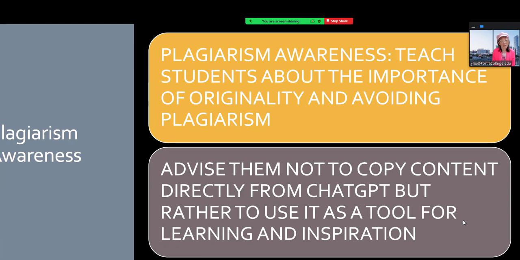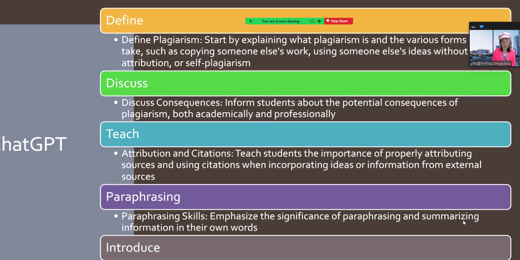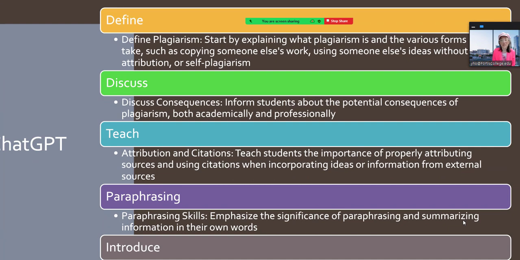Plagiarism awareness. Teach students about the importance of originality and avoiding plagiarism. Advise them not to copy content directly from ChatGPT, but rather use it as a tool for learning and inspiration. So then it's up to the teacher to define plagiarism. Start by explaining what plagiarism is and the various forms that plagiarism takes, such as copying someone else's work, using someone else's ideas without attribution, or self-plagiarism.